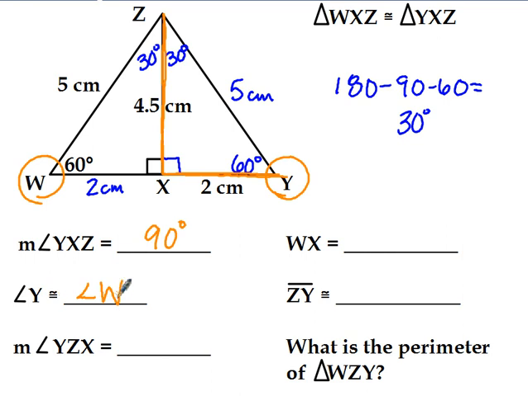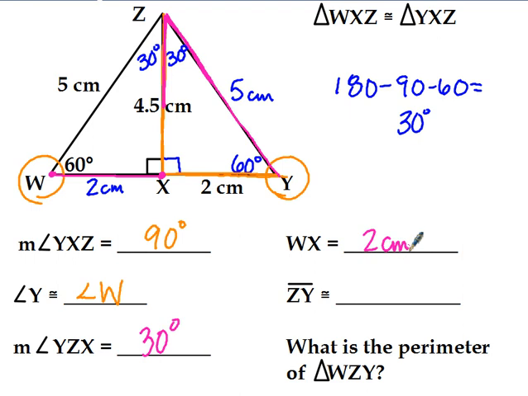Now, measure of angle YZX. Let's change to a different color here. YZX is that pinkish angle up there, so that's going to be 30 degrees. Now, WX, this is equals, this is asking for a number, so WX goes from here to here. WX is 2 centimeters.